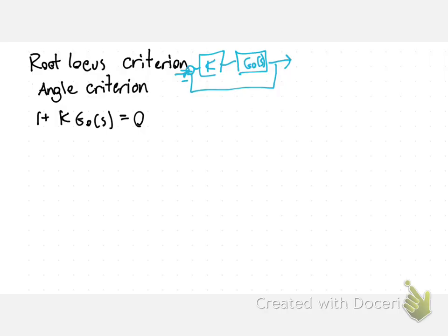So by that rationale, we should have that k G O of S is equal to -1, which we can visualize on our real imaginary plane as an arrow pointing to -1, where it is 1 in terms of its length and 180 in terms of the angle. So we can say that the angle of k G O of S will be equal to 180.